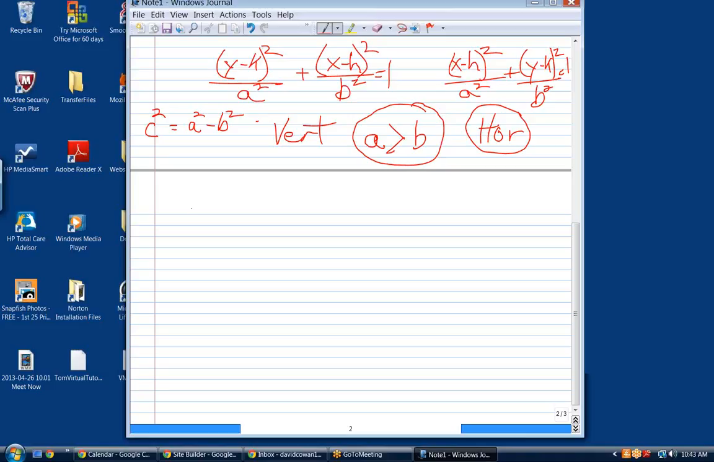Okay, got another one? Okay. Here's another one: 25x squared plus 9y squared equals 225.